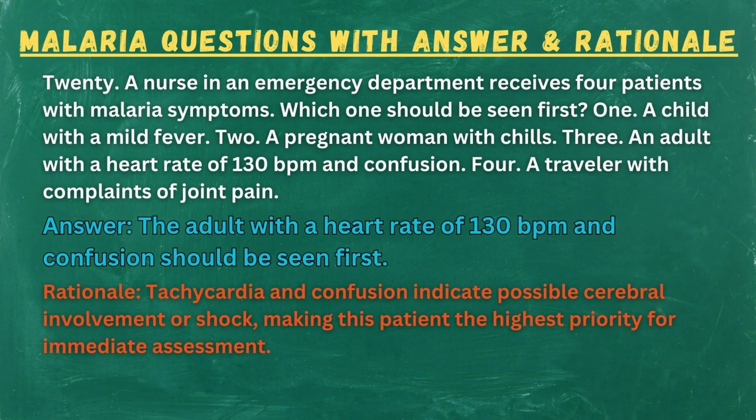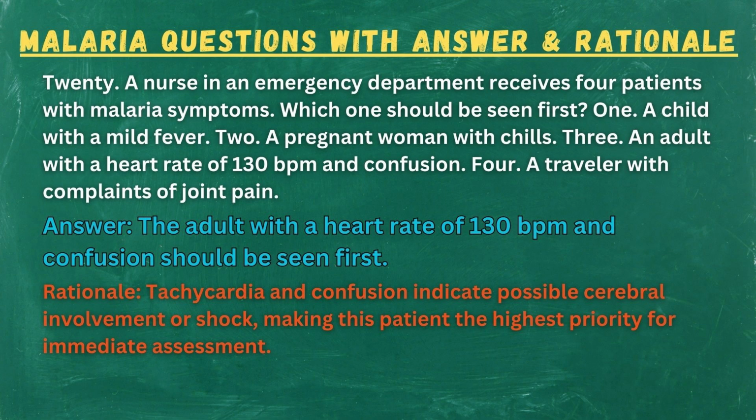20. A nurse in an emergency department receives 4 patients with malaria symptoms. Which one should be seen first? 1. A child with a mild fever. 2. A pregnant woman with chills. 3. An adult with a heart rate of 130 BPM and confusion. 4. A traveler with complaints of joint pain.